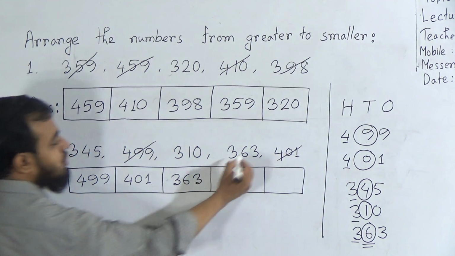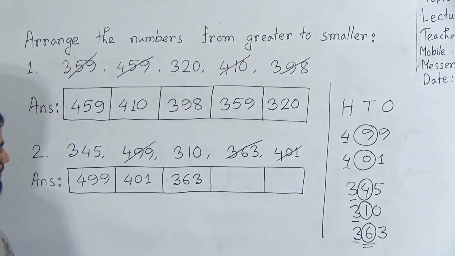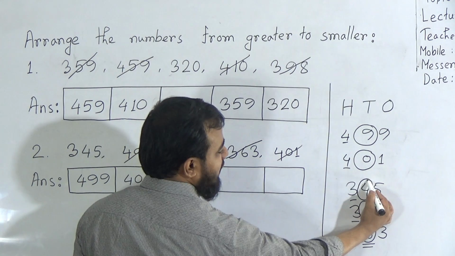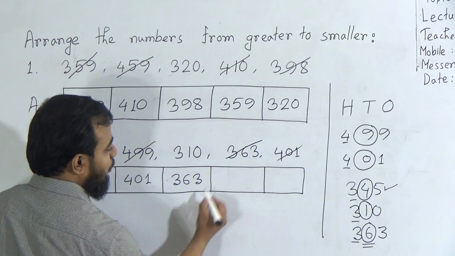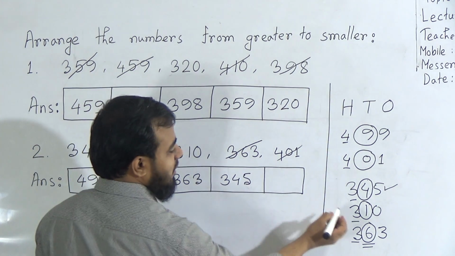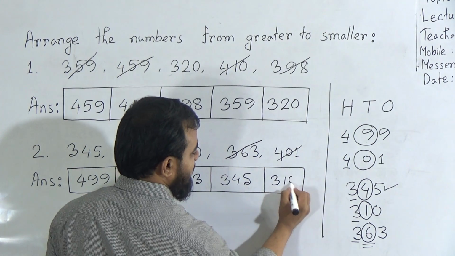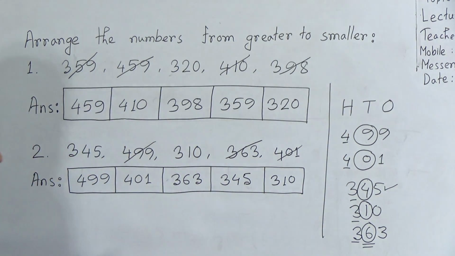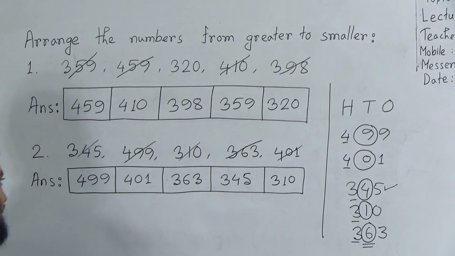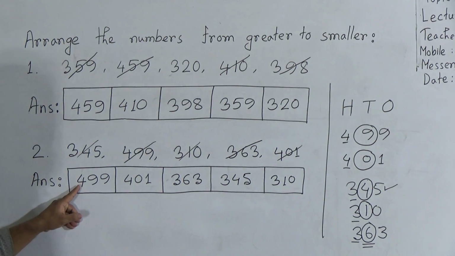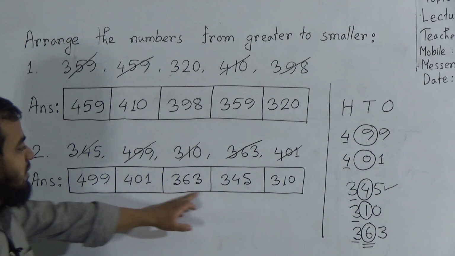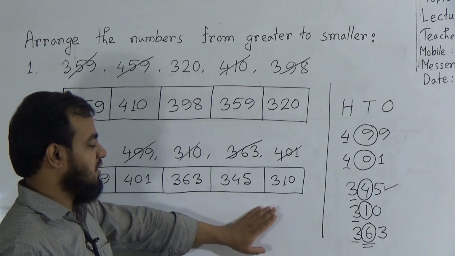And we should cut 363 from the question. Next number will be what? 4 and 1. Among 4 and 1, 4 is greater. That is why 345 will be our next number, and our last number, that means our smallest number, will be 310. So when we arrange these 5 numbers from greater to smaller, we get as our answer: the greatest number is 499, our next number is 401, 363, 345 and 310.